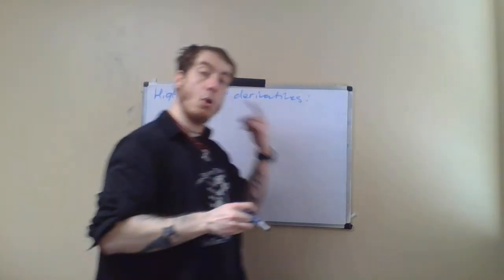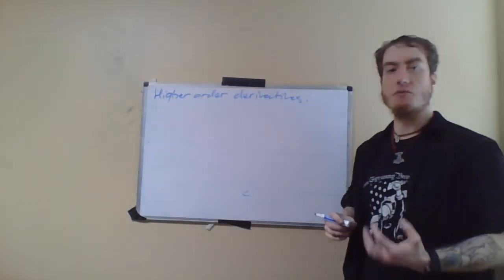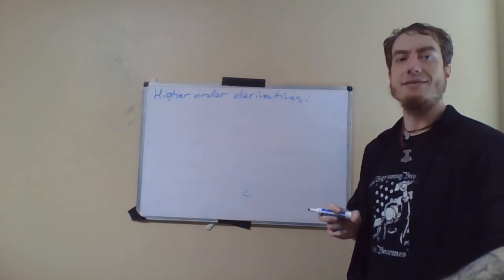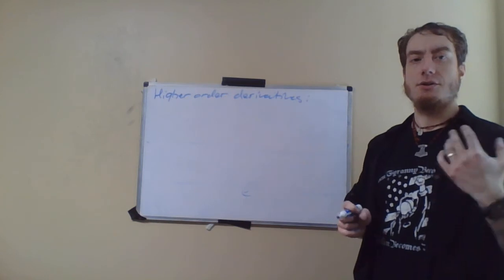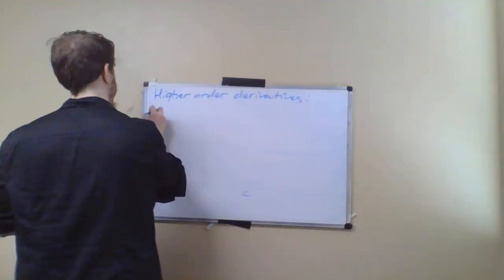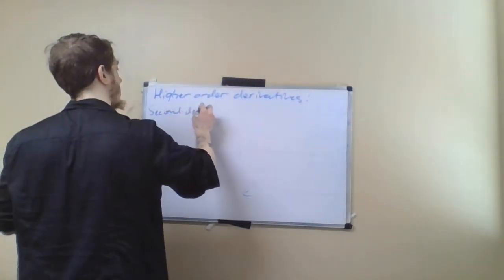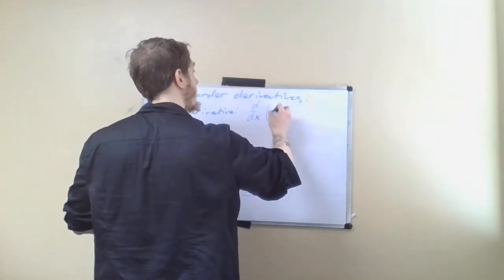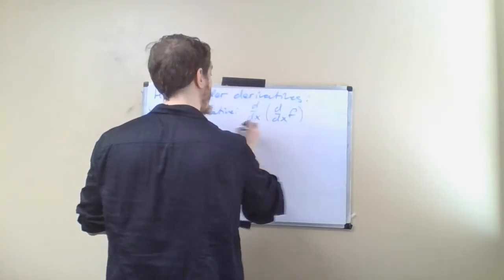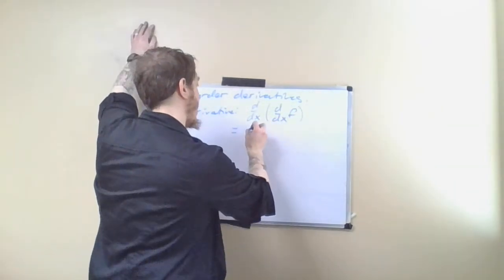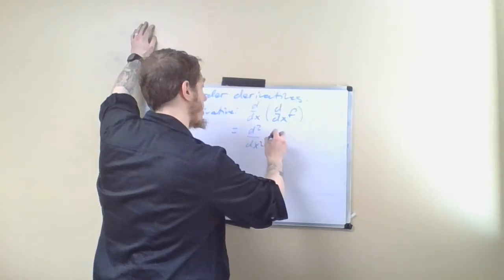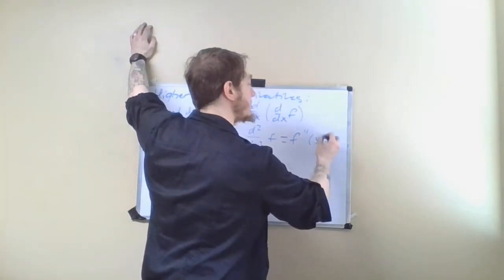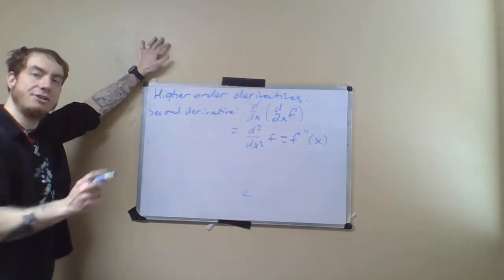So once I take one derivative of a function, I get a new function. Well, I could take a derivative of that new function, and that would be the second derivative. So we have the second derivative. This is going to be the derivative of f. And we also write this as d squared by dx squared f. We can also write this by putting 2 primes instead of 1, if you like the prime notation, which I do.